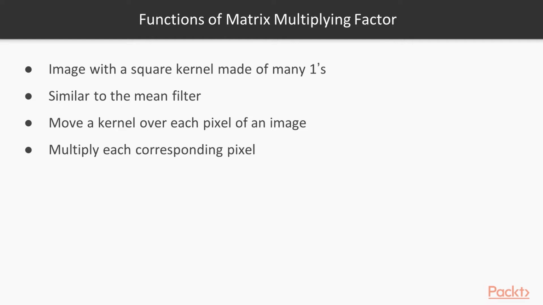In this previous matrix example, the CV box filter function filters an image with a square kernel made of ones only. It is similar to the mean filter, but without dividing the results by the number of coefficients. Applying a linear filter then corresponds to moving a kernel over each pixel of an image and multiplying each corresponding pixel by its associated weight.